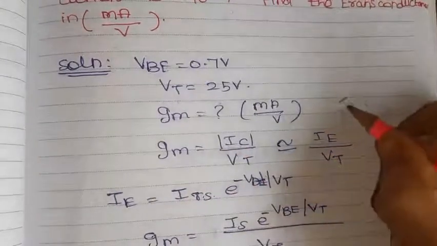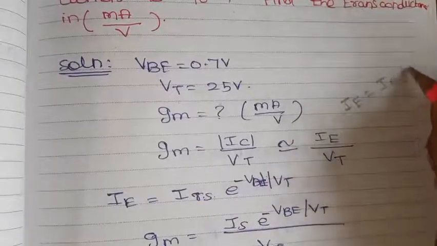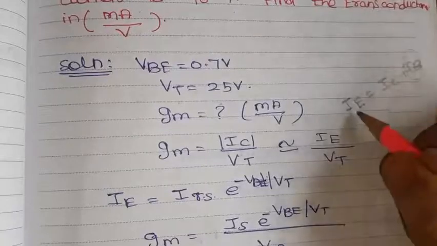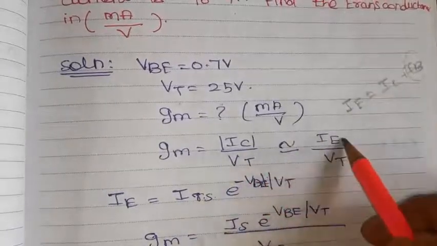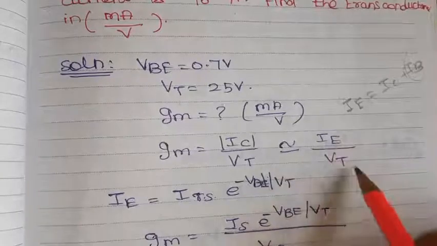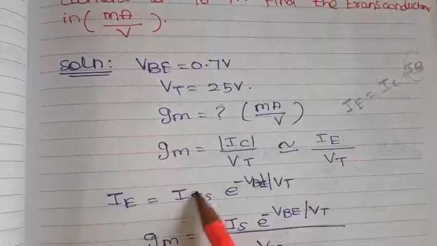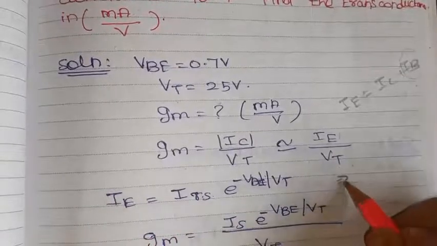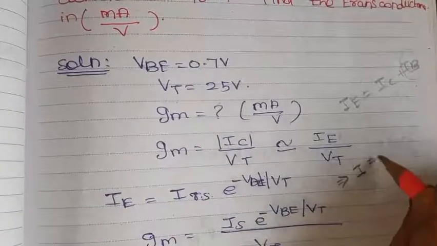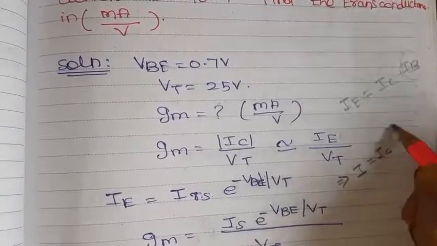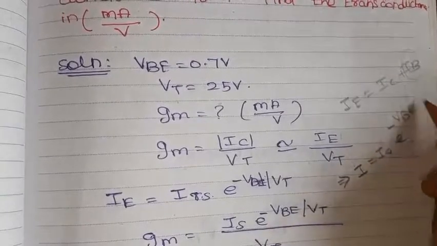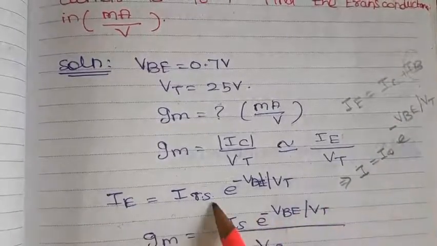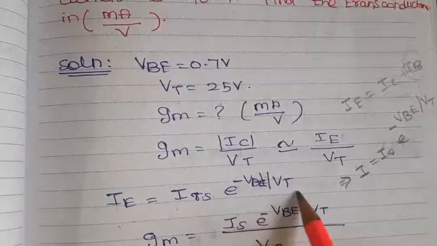So IE is equal to IC plus IB, right? Base current is very small because it is lightly doped. So IC is approximately equal to IE. Okay, GM is IE by VT. So IE equals the reverse saturation current times the diode current equation. In general, what is the diode current equation? I equals I0 into e power VBE by VT, where I0 is nothing but the reverse saturation current.